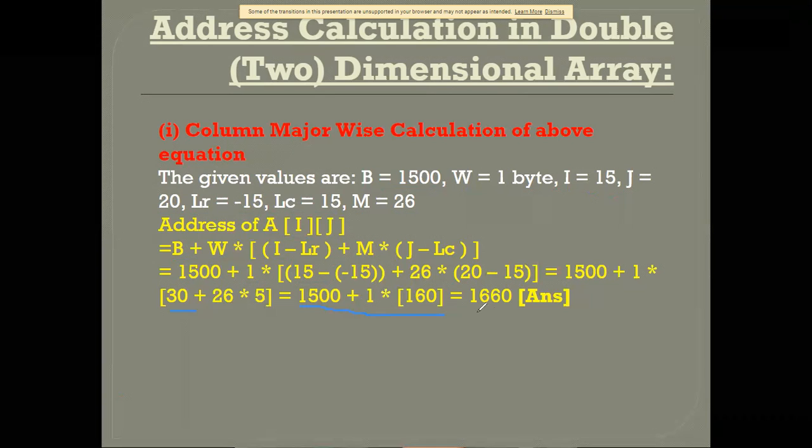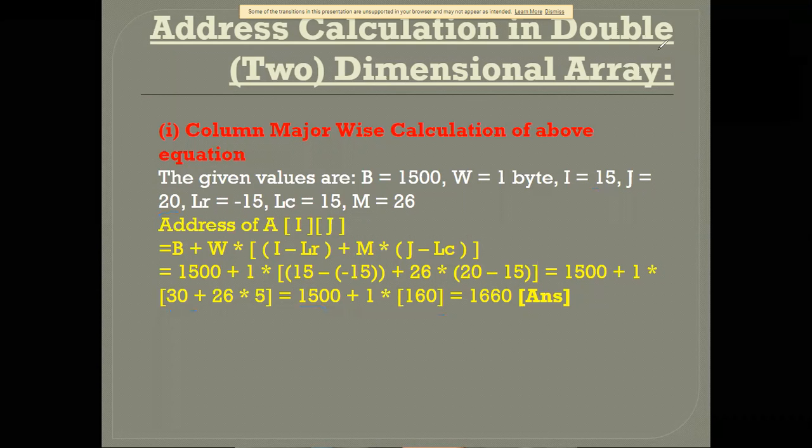The value will be the address of the given A of ij. What does A of ij mean here? In a two-dimensional array, A of 15, 20 means the array has 15 rows and 20 columns. Its address, the base address calculation, shows which location it is stored at. It is stored at location 1660. Likewise, we can calculate the address calculation for the two-dimensional array here. This is for column major wise.